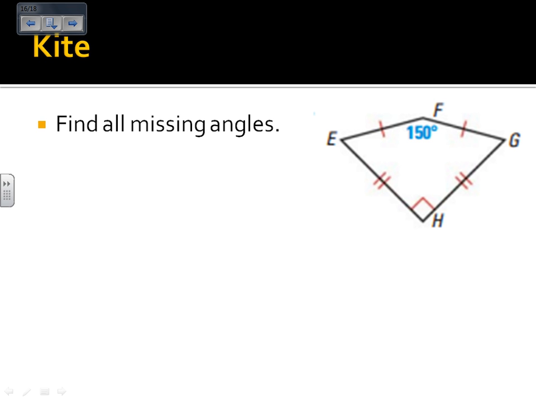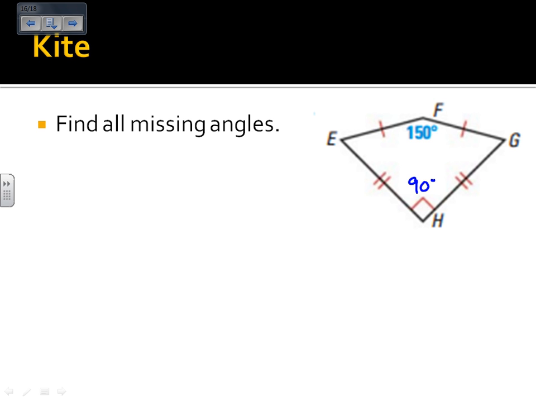E and G, right? Henry? H is right, so H is 90 degrees. And what's that going to give me? Perfect. That is correct. I'm going to do it a bit more formalized, using some x's and equations, but that would give you the correct answer.